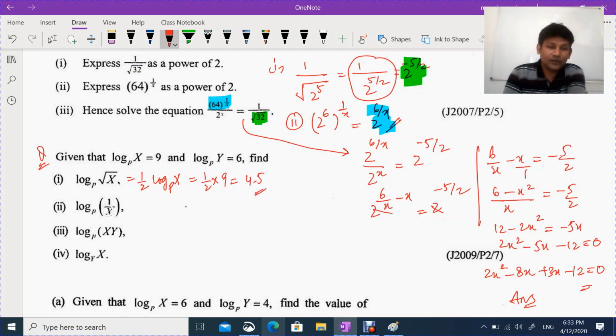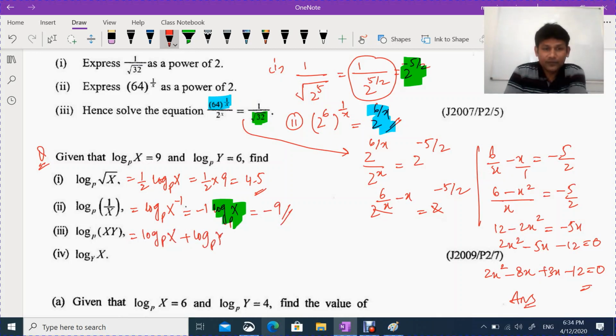There are many possibilities for this part, but I will do only one. This minus 1 will become the coefficient, minus 1 log p x, which is equal to log p x, is 9, so minus 1 into 9 is minus 9. That we have done. When we have p, we can write log p x plus log p y, the product rule. Log p x is 9 and log p y is 6, and the answer is coming 15, and we have done it.